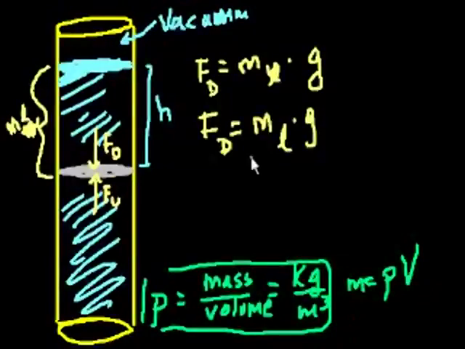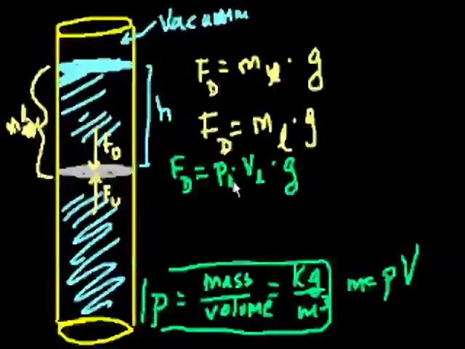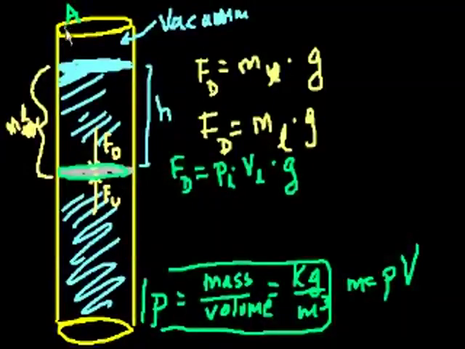So in this situation, the force down is equal to, let's substitute this with this, the mass of the liquid, which is equal to the density of the liquid times the volume of the liquid, times gravity. And what's the volume of the liquid? Well, the volume of the liquid is going to be the cross-sectional area of the cylinder times the height. So let's call this cross-sectional area A for area. That's the area of the cylinder or the foil that's floating within the water.